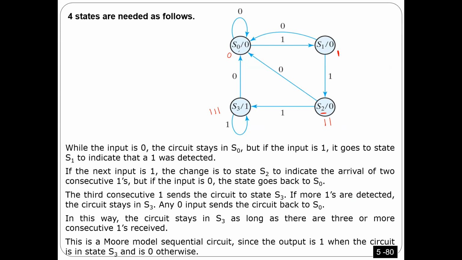But if you get another 1 in this state, that means you reset to 1, 1, 1. After 1, 1, 1, if you get 0, I'm gonna go to the beginning again. But if I keep getting 1, 1, 1, 1, 1, I'm gonna keep staying in this state. And the output here is 1. If you are in any other state, the output is 0.